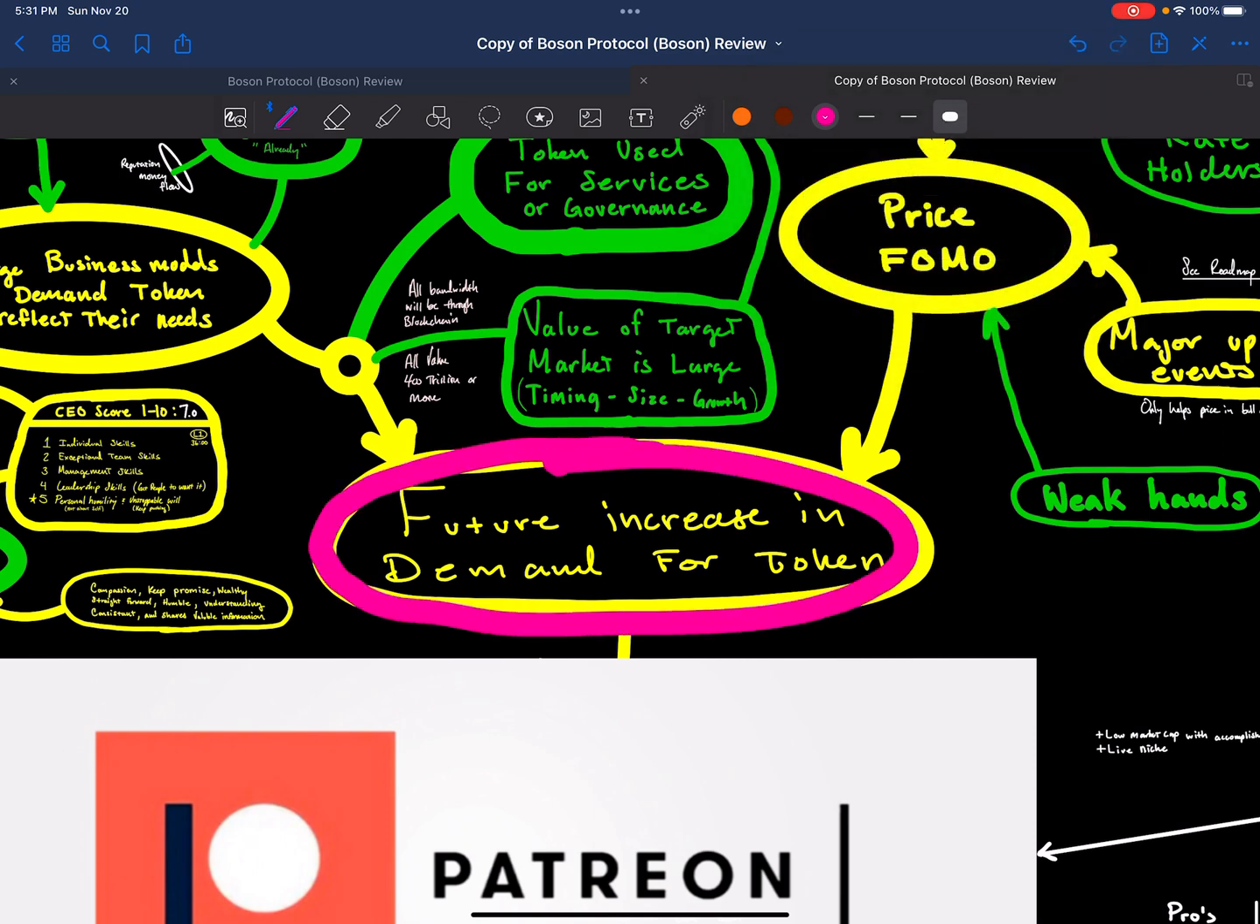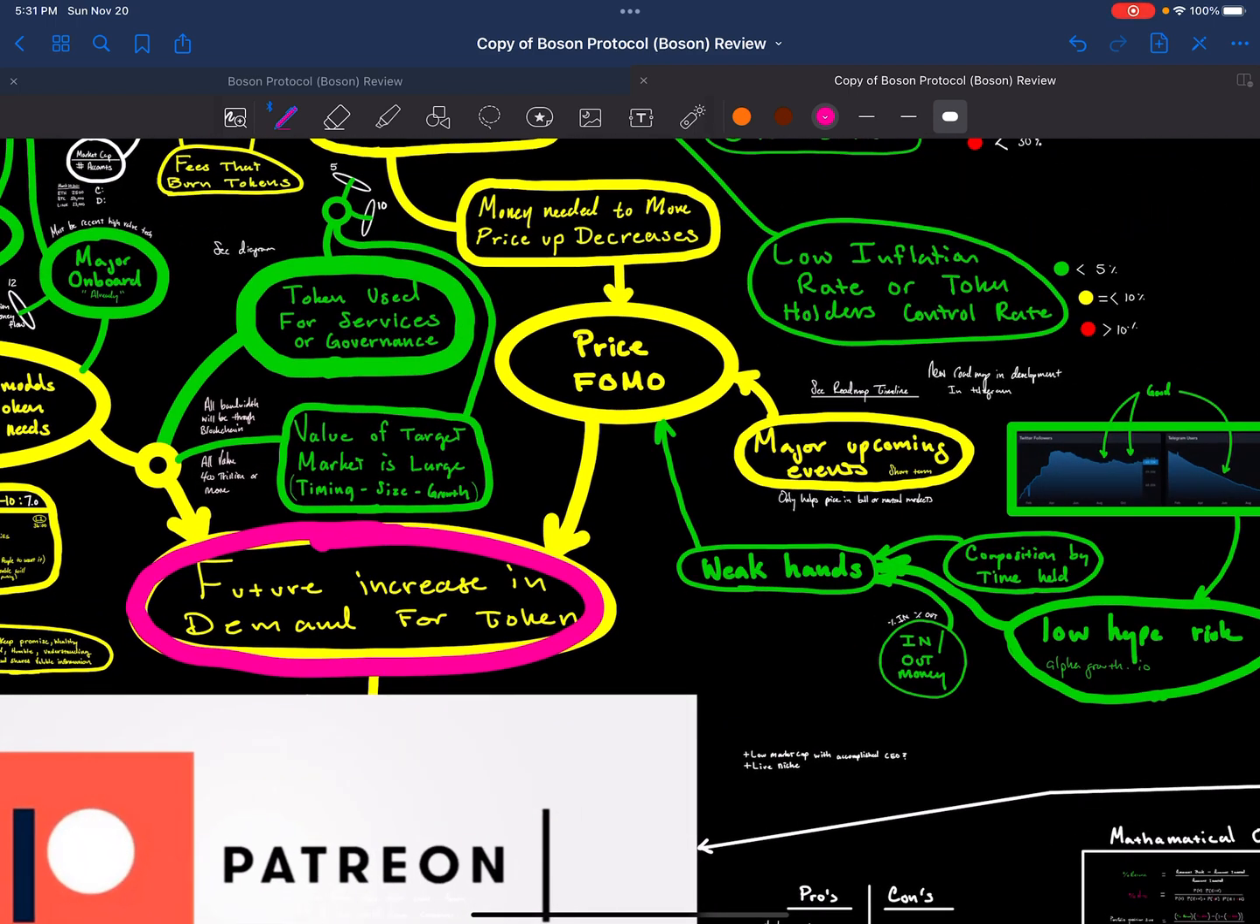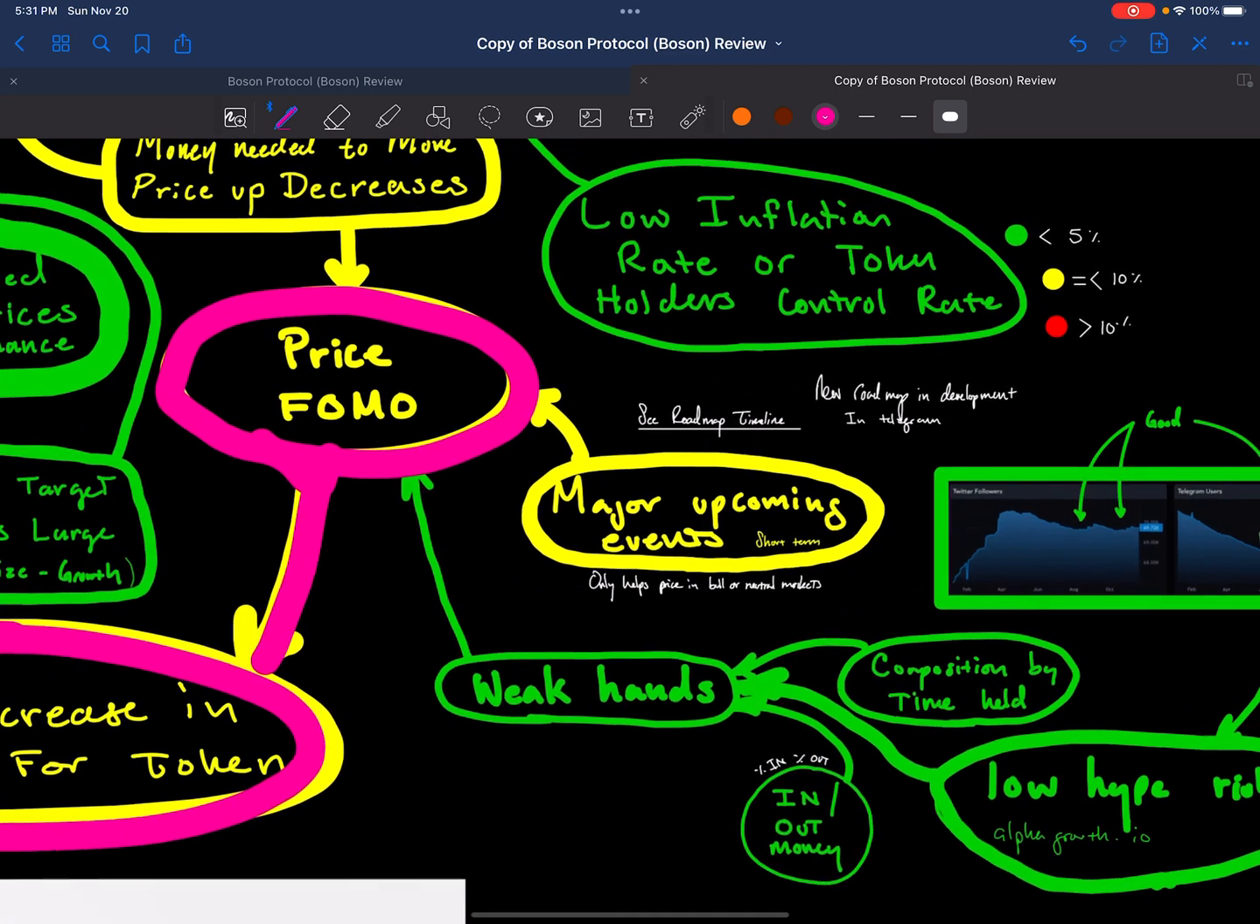Okay, so neutral for future increase in demand for the token, future price FOMO, neutral estimation for that.